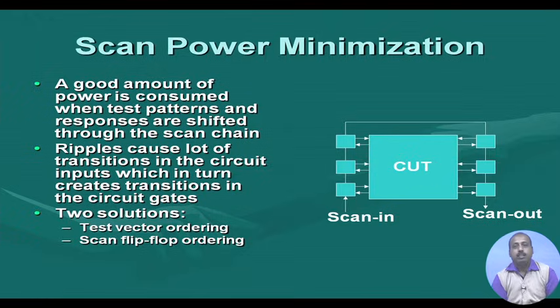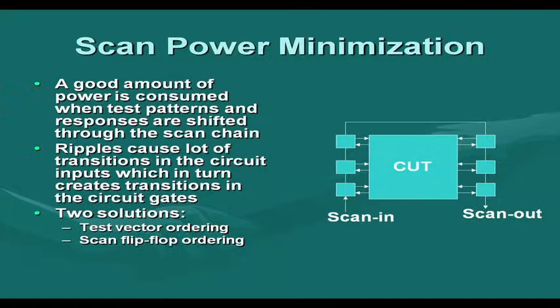Rather than your launch and capture cycle, the shifting process itself consumes a lot of power because of this shifting that is occurring through the scan chain. So, ripples that are coming on the scan chain cause transitions in the circuit inputs, which in turn create transitions in the circuit gates. So, those internal circuits will also transition.